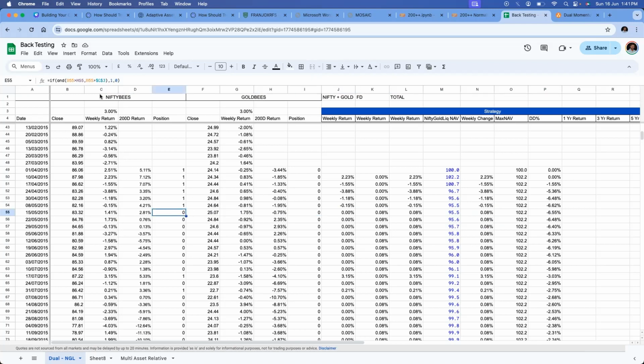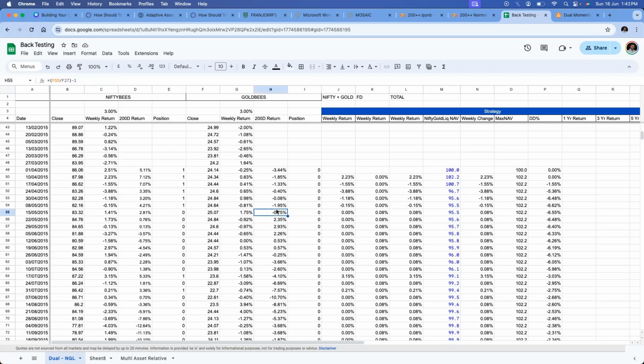Let's see the reason. The Nifty returns as on 15th May, 200-day returns are 2.81%, which is less than 3%. And automatically in the if condition, if any of it is not being met, it becomes 0. So we don't even have to check whether Nifty beat gold or not, since Nifty was not able to beat the FD returns, this will turn a 0.